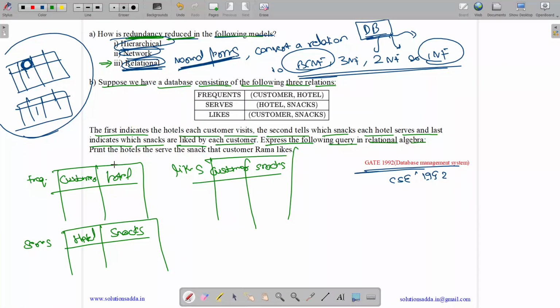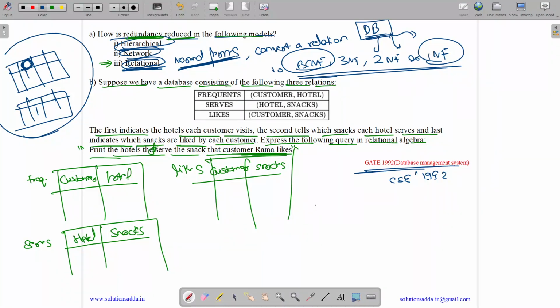Express the following query in relational algebra. So this is our query. Print the hotels that serve the snack that customer Rama likes. So we have a customer Rama, we need to print the hotel names which serve the snacks liked by Rama. First of all, let us try to write the SQL query for this.